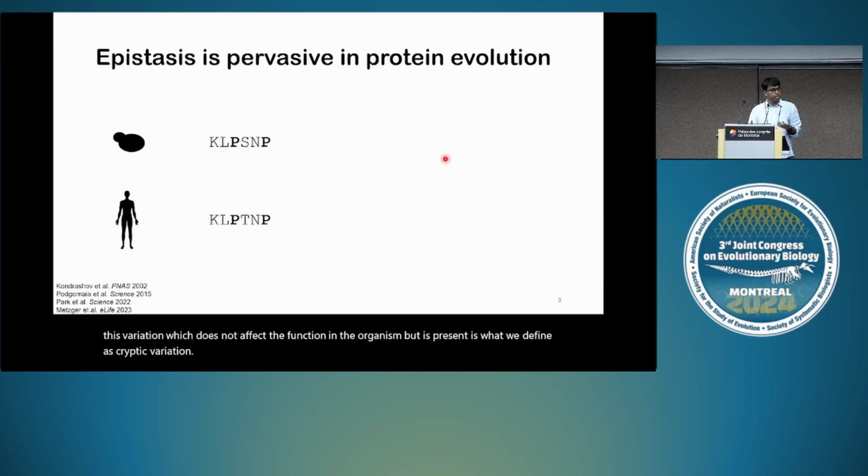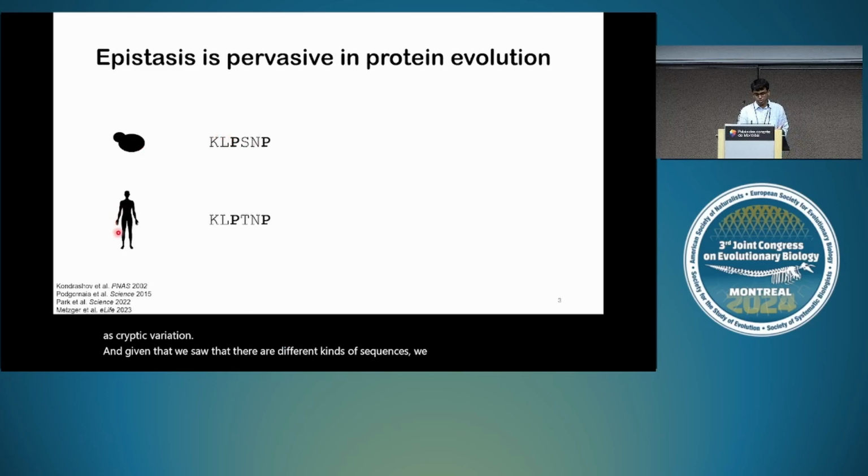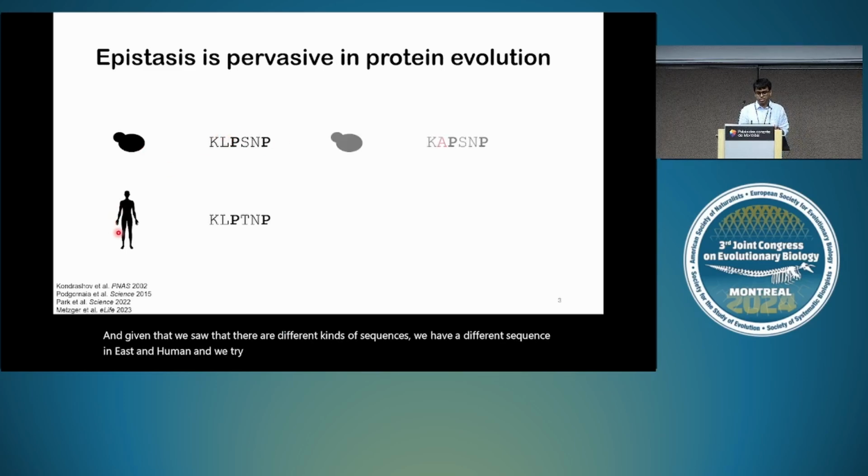And given that we saw that there are different kinds of sequences, we have a different sequence in yeast and human. If we try to create a particular mutation at the second position over here, there's no effect on the function in the yeast, and the yeast is fine. But if we try to do the same mutation in humans, the human might die. And this phenomenon where the same mutation has different effects in different protein sequences is what we call molecular epistasis.